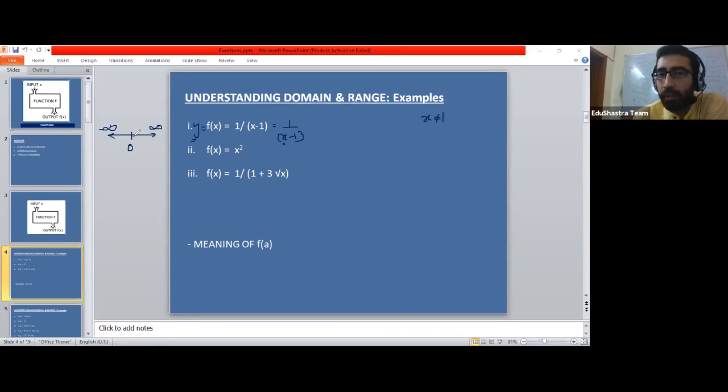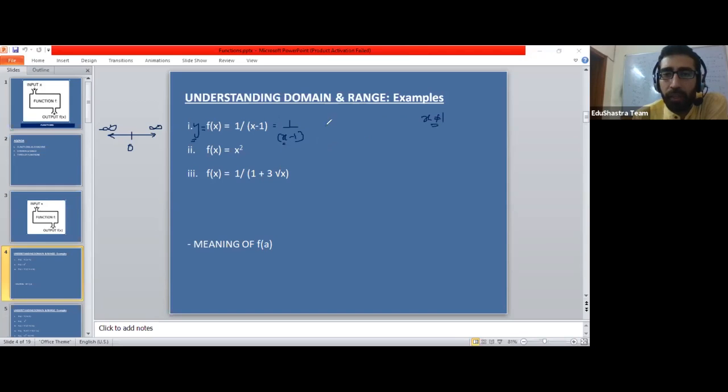Real numbers are numbers that lie on the number line. So if you look at this function 1 by x minus 1, other than x equal to 1, this function can take any other acceptable value. It is defined for all other acceptable values. X can be 10, x can be 10,000, x can be 50,000, 10 lakhs, 100,000 crores, x can be minus 20 lakh. It can take any other value.